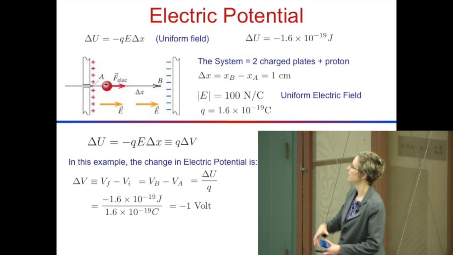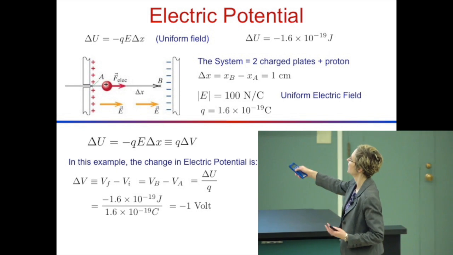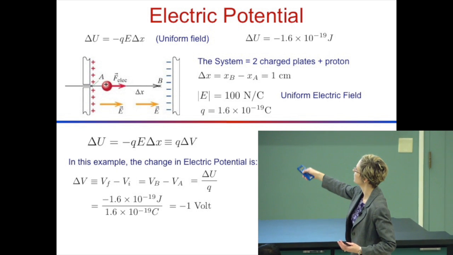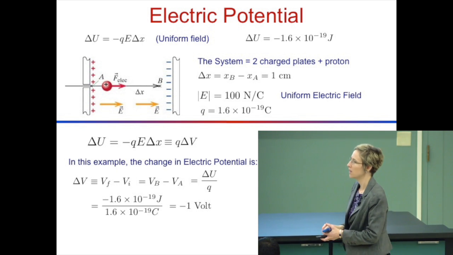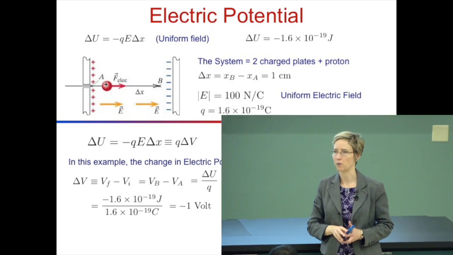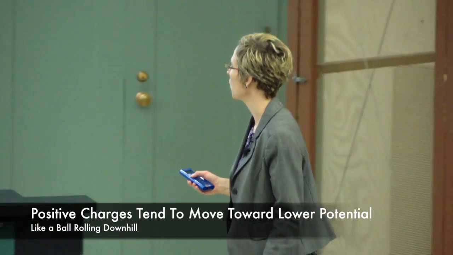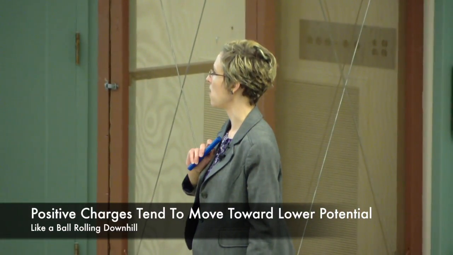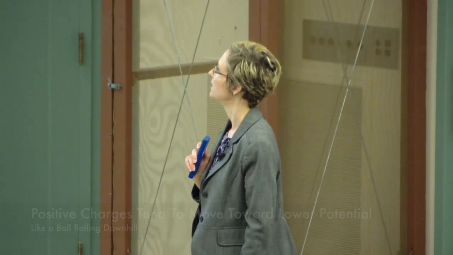and it's just like this guy is rolling down a potential hill. And if you think of the height map in this case, there's a high potential on the left side, low potential on the right side. So it's just like this constant slope that the proton rolls down. Do you have any questions about that one? Okay, all right. So positive charges move toward lower potential, just like a ball rolling down a hill.